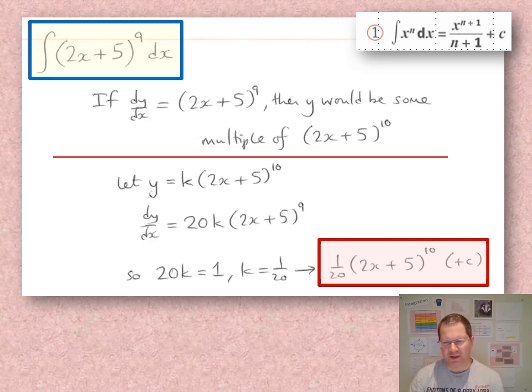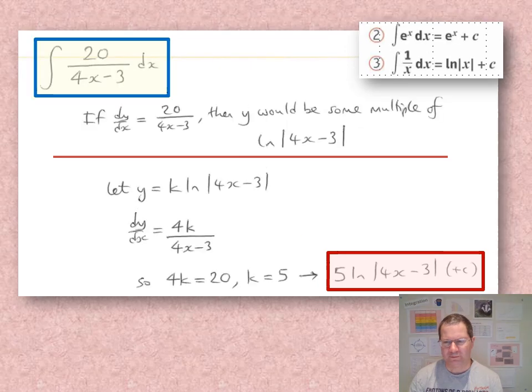So k is a 20th, and the integral is 1/20th of (2x + 5)^10. Notice, by the way, that you could differentiate each of these answers to show that you get the original question.